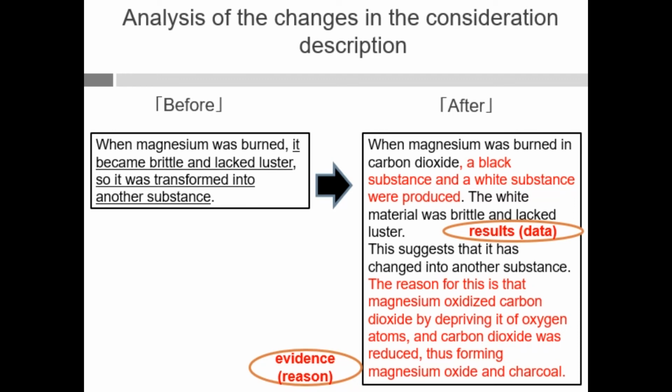The rewritten version added the results, data, that a black substance and a white substance were produced, and the evidence, reason, for oxidation reduction. Thus, we can see that the learner's consideration description about the results, data, and the evidence, reason, has been improved by the instruction on formulation of consideration description under the peer evaluation activity.